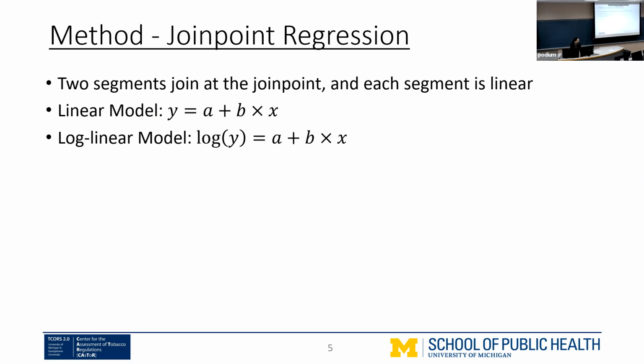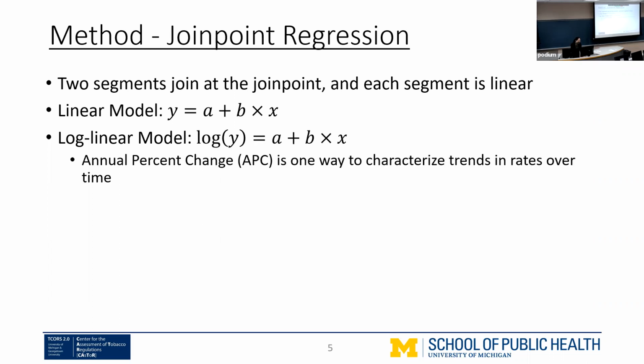But then there is another option you can choose: the log linear model, which you already saw in the previous session. In this model, you take the logarithm of the dependent variable, and then you are looking at the linear trend on the log scale. One advantage of this model is that the log linear model will provide you the annual percent change quantity, which is a way to characterize a trend in rate over time.